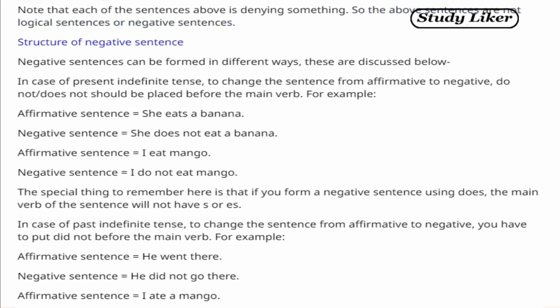Structure of negative sentence. Negative sentences can be formed in different ways, which are discussed below. In case of present indefinite tense, to change the sentence from affirmative to negative, do not or does not should be placed before the main verb. For example, affirmative sentence: She eats a banana. Negative sentence: She does not eat a banana.